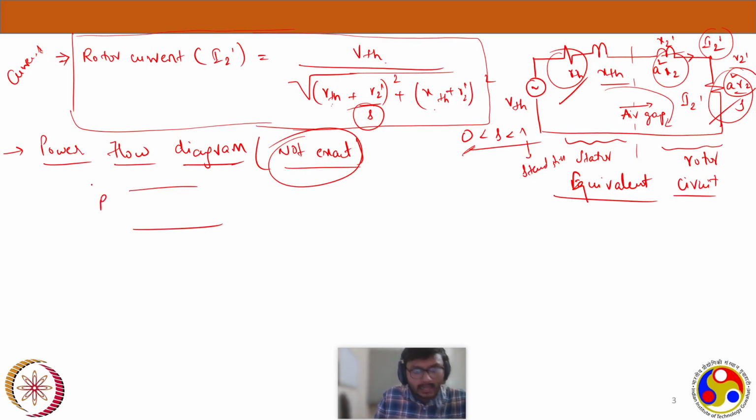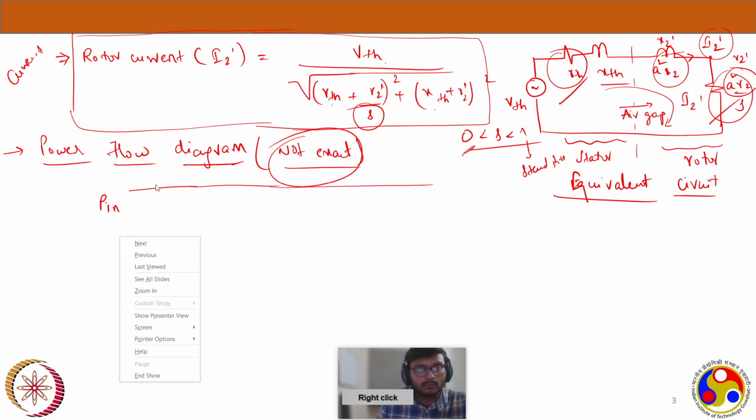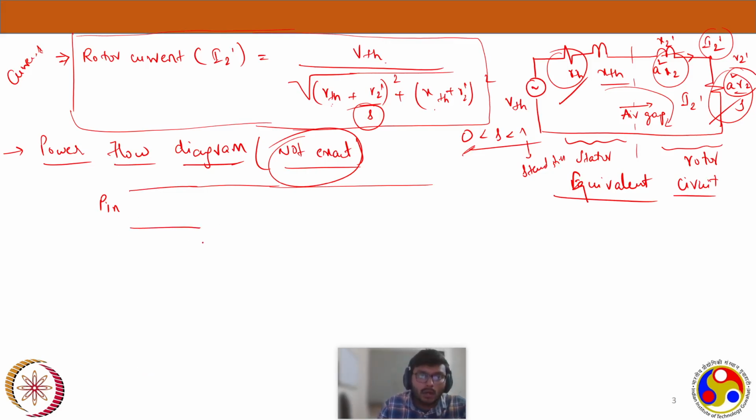Let's imagine this as an arrow, a path from A to B. While going from A to B, we are losing some power. I will represent that as well, and we will arrive at B. So point A is the starting point. Let's say it is the total input power I have given to my machine. Now, if you see the circuit, here I am giving the input power.